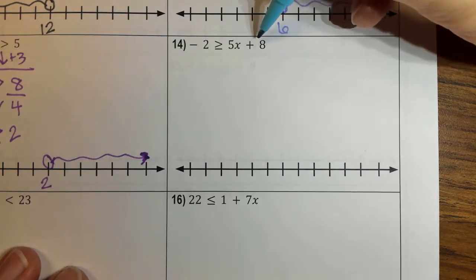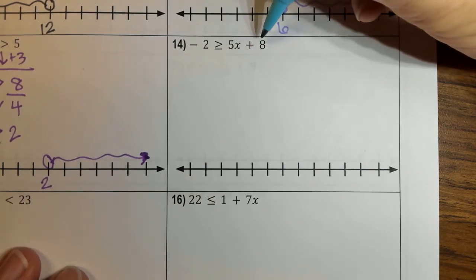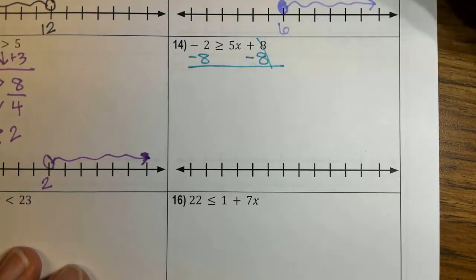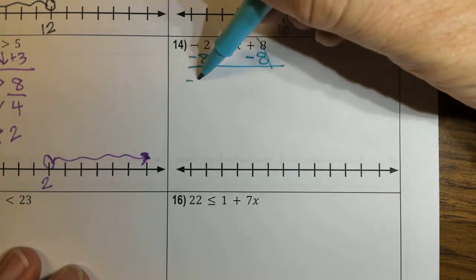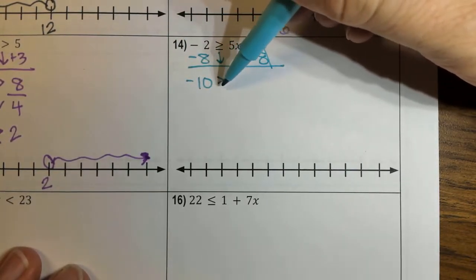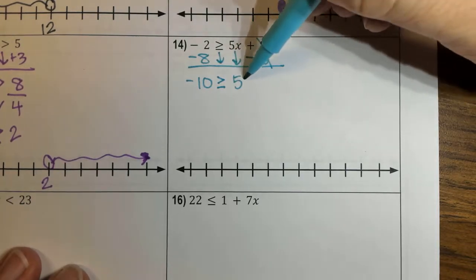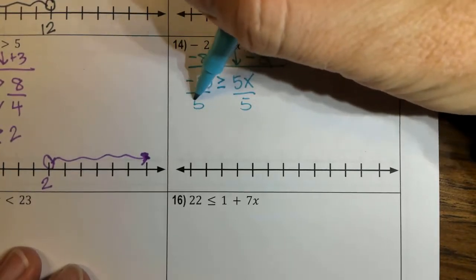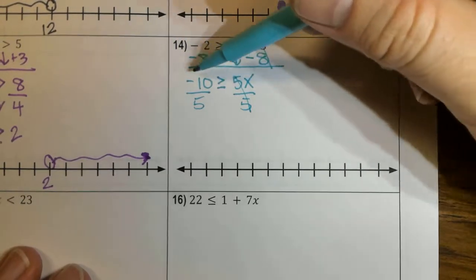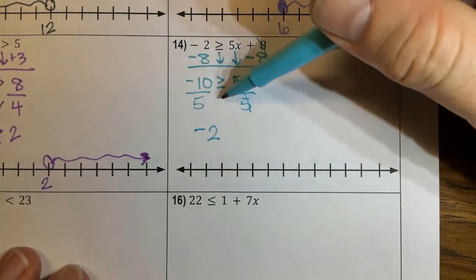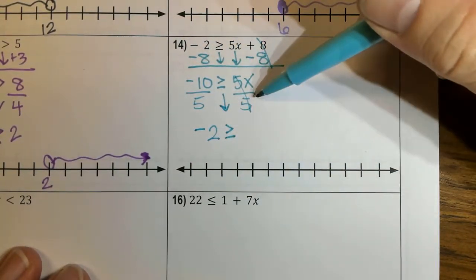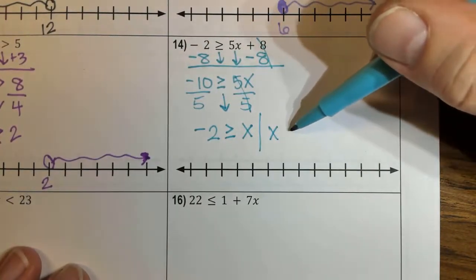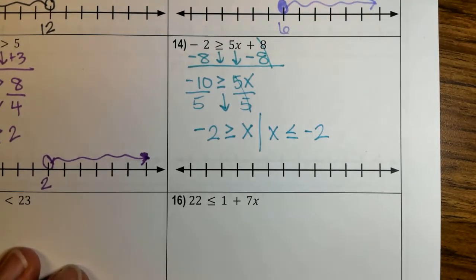Same thing, right? I need to get rid of this number before I can divide by 5. So plus 8 becomes minus 8. So negative 2 minus 8 is negative 10. Bring down my inequality, bring down my 5x, and now I can divide. So I have negative 10 divided by 5 is negative 2. Bring down my symbol, my x stays here. And because x is on the right, I can go ahead and flip it.